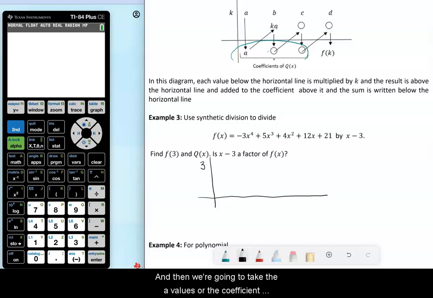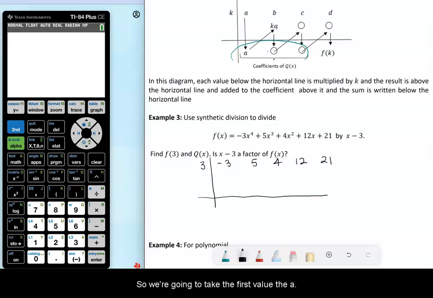And then we're going to take the a values, or the coefficient values, I should say, in descending order. So this coefficient goes with x to the 4th, x to the 3rd goes with 5, x squared is with the 4, x is with the 12, and 21 is the constant. So when I say in descending order, I mean the coefficients of the degrees as the degrees descend in their powers. So that means that we have negative 3, 5, 4, 12, and 21.